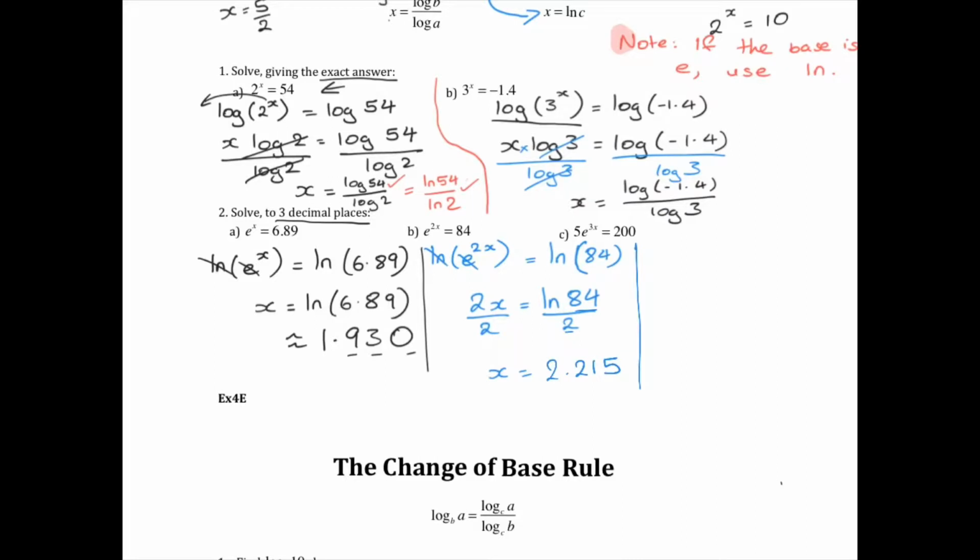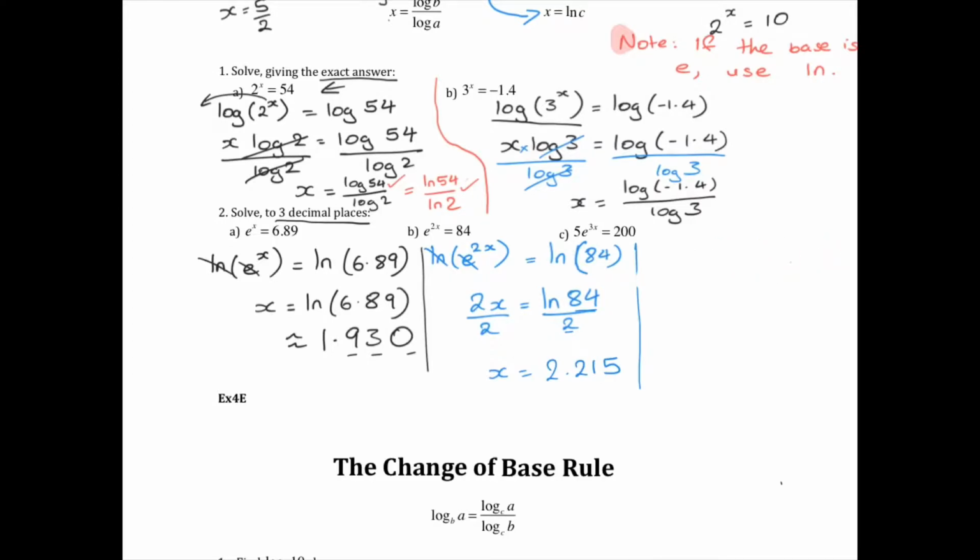All right, next one. 5e to the 3x equals 200. Now, girls, let me show you what I don't want to do. Here's my equation. I don't want to do ln yet. I don't want to do the ln of both sides because this 5 is in the way. I want it to be e to the something and then ln. I have to get rid of the 5 first. So what can I do to get rid of the 5 out the front?